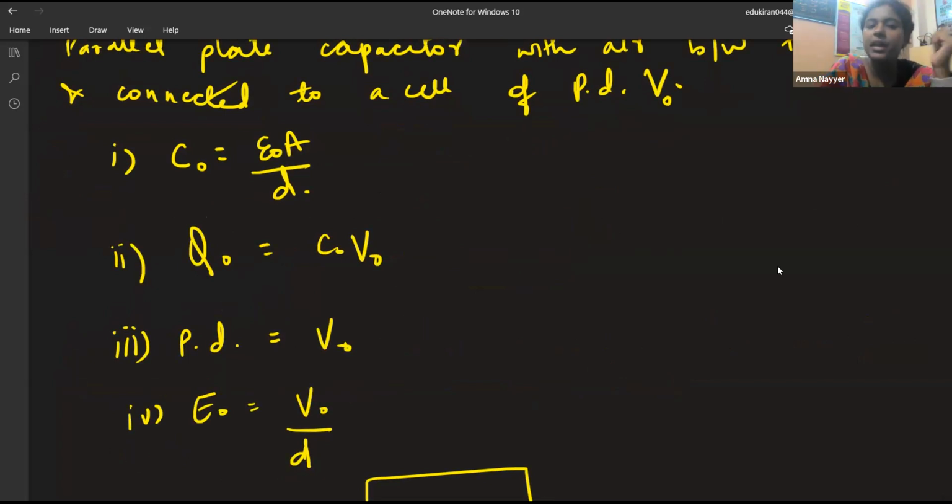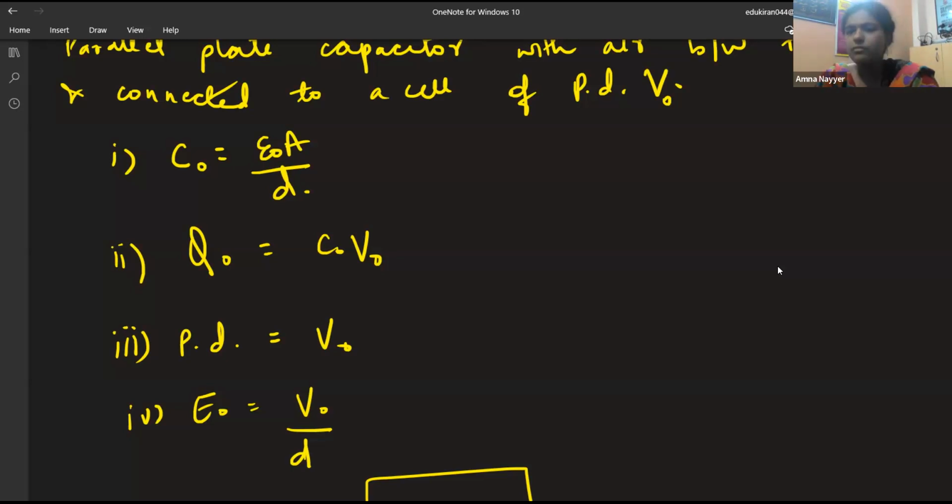We have studied this. Now, what happens to the charge? If capacitance is C naught, potential is V naught, the charge becomes C naught V naught, right? Potential difference is V naught. And what is electric field? Electric field is always a gradient of potential, that is potential divided by distance: V naught divided by d. These four things are very basics. All of you should know this. And by now, if anybody is not remembering any of these formulas, especially capacitance and the first and fourth one, please remember it. These are very basics.